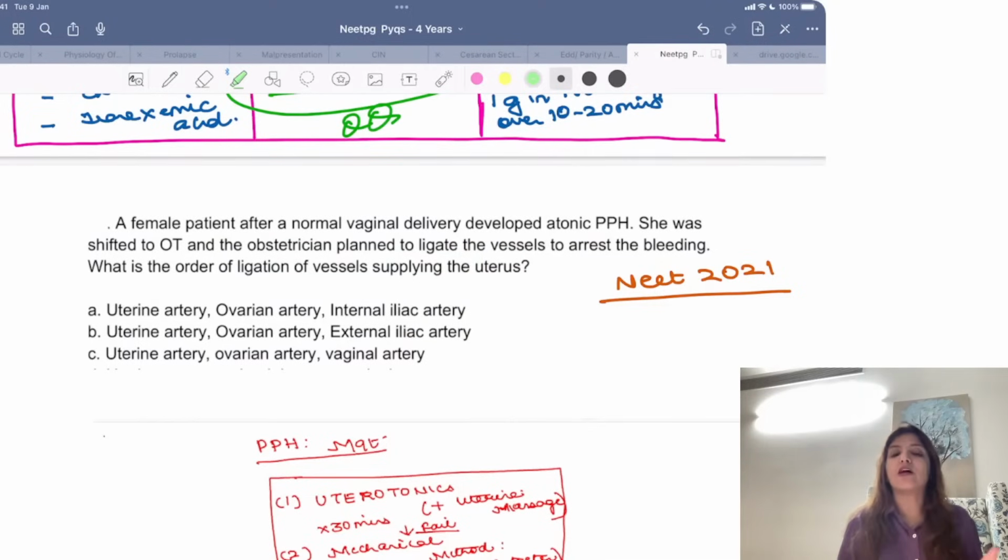Why internal iliac artery? Because uterine artery is a branch of the anterior division of internal iliac artery. Please remember, you have to ligate only the anterior division and not the posterior division, and that is why you have to ligate 5 centimeters below the bifurcation of the common iliac artery into internal and external iliac artery. So what is the point for ligation of internal iliac artery? 5 centimeters below the bifurcation of common iliac artery.